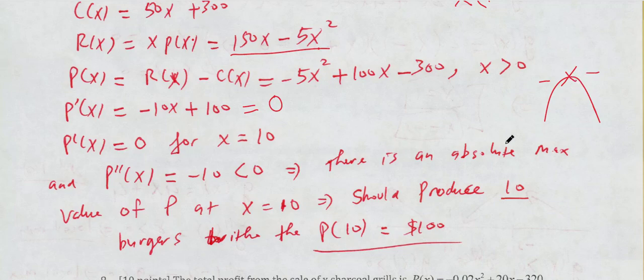Or you should get a max value at x equals 10 in this case, because 10 is the critical point, and the second derivative does not depend on the variable x. Therefore, it's negative and always gives you the max. So you should produce 10 burgers, and that will give you the maximum profit. And for the maximum profit, plug 10 into the profit function right here. Anywhere you see x, plug in 10, and you get $100 for the max profit.